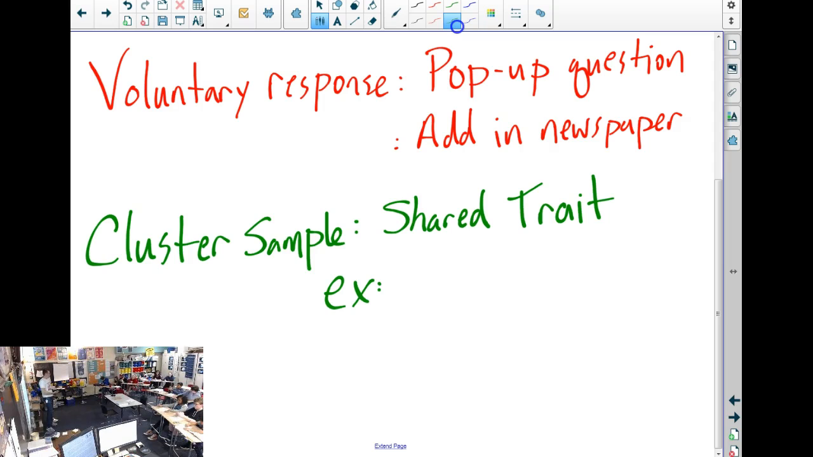Creative start. I could ask all students in band. That could be a cluster. I could ask just the orchestra room. I could ask just digital arts. Yeah. So any shared trait.